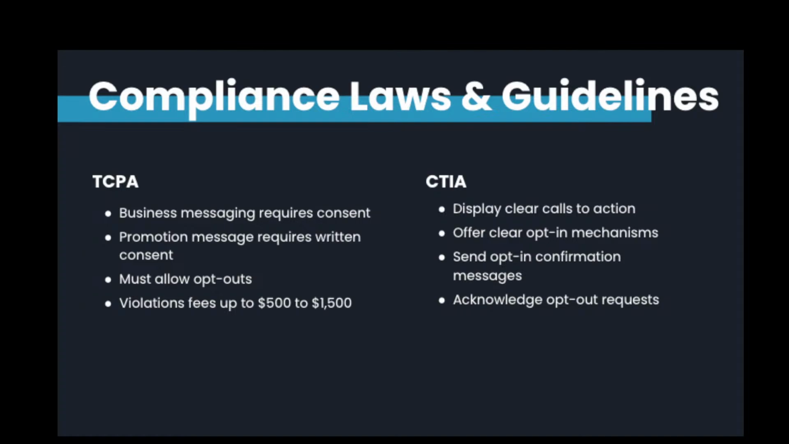Next is the Telephone Consumer Protection Act. It is a federal law that regulates the use of automated telephone systems, including texting. The TCPA requires businesses to obtain prior express consent from consumers before sending them text messages, specifically for marketing purposes. And there needs to be some sort of opt-in and opt-out messaging. Businesses that violate the TCPA can be fined up to $1,500 per violation per message. So just be sure to follow the compliance rules.